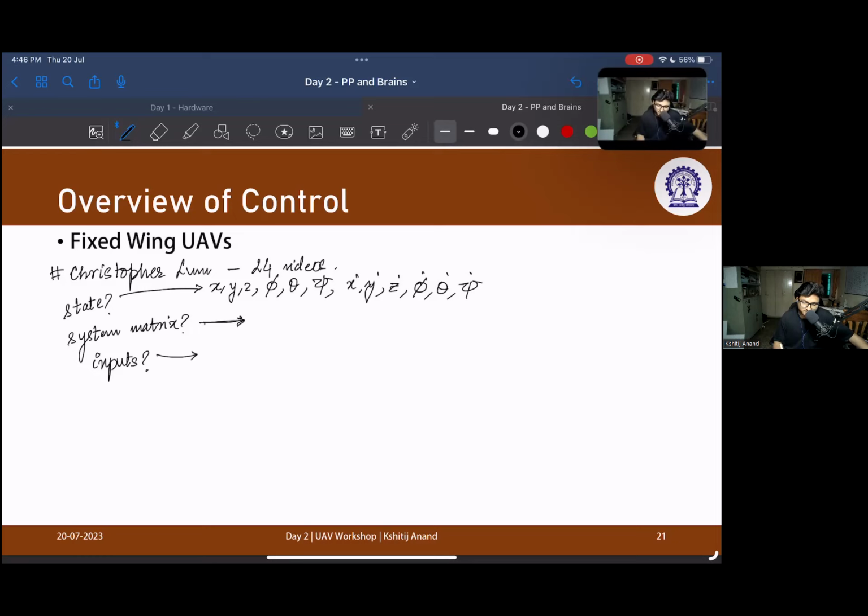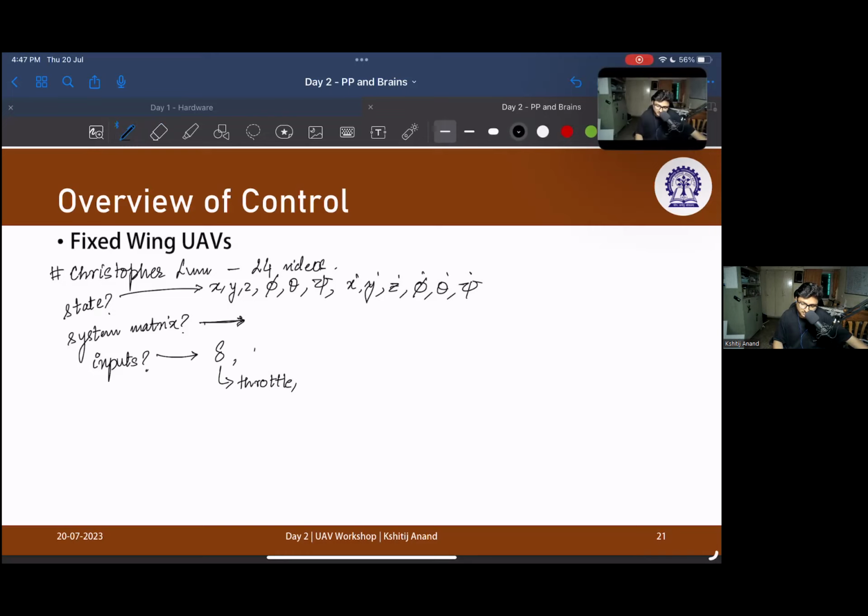What are the inputs? Okay. So what are the inputs? How can you control this aircraft? So first of all, what is the throttle you're providing? Delta is used to denote throttle. Okay. Then after throttle, what next can you do? You obviously have the control surfaces.